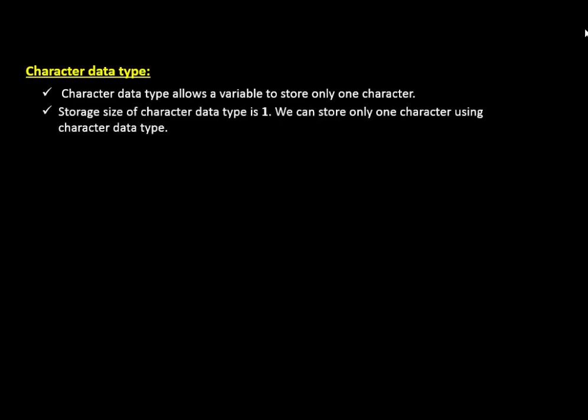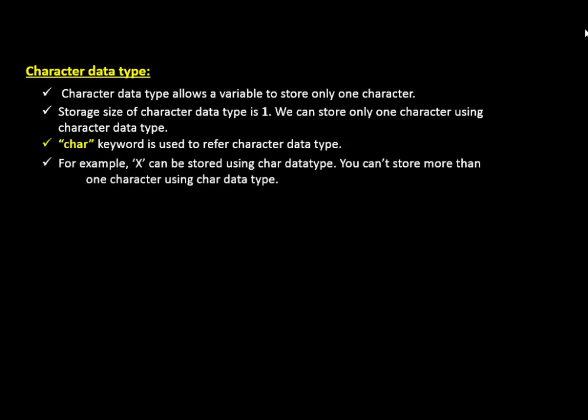The second basic data type is character. The character data type allows a variable to store only one character. The storage size of the character data type is 1 byte. We can store only one character using the character data type. The keyword used is char. For example, X can be stored using the char data type. You cannot store more than one character using the char data type. If you want to store more than one character, or a bunch of characters, in a single variable, go with a character array.